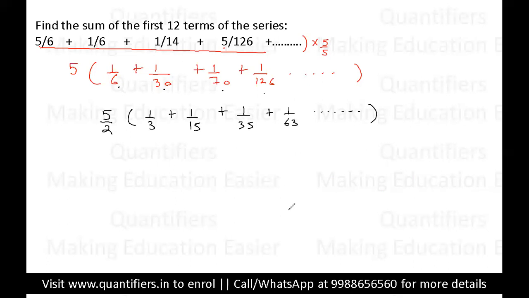Now students, it is very easy. If you just look at the denominators. Now what is 3? 3 can be written as 1 into 3, right? 15 can be written as 3 into 5. 35 can be written as 5 into 7. Now students, you can see the pattern here. We have got a proper pattern here. Next term we are getting is 1 upon 7 into 9 and so on, right? And 5 by 2 we are having outside.